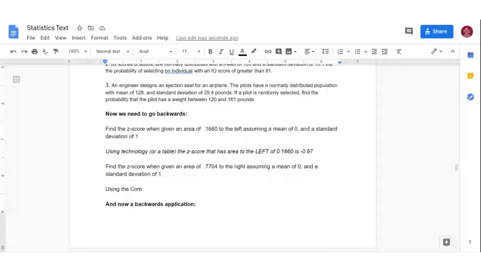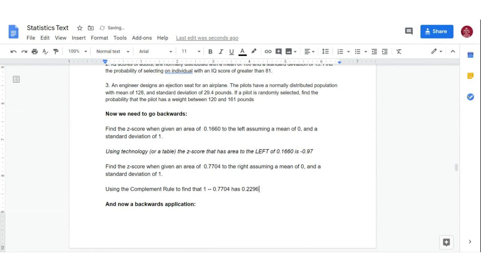All right, so here was the problem. Find the z-score when given an area of, and it really helps to put that zero in front. Like I said, it's just because if the decimal is too small to see, that kind of shows you this there. Use the complement rule. One minus, so how much is that to the left? To the left. And then that's the value we're going to look up.